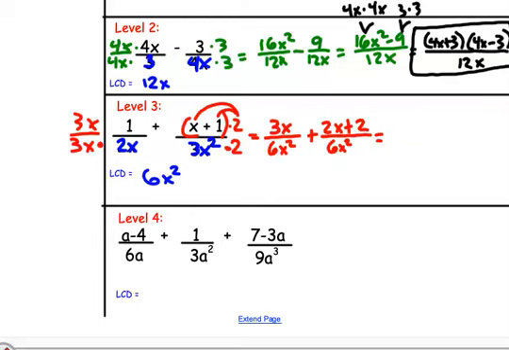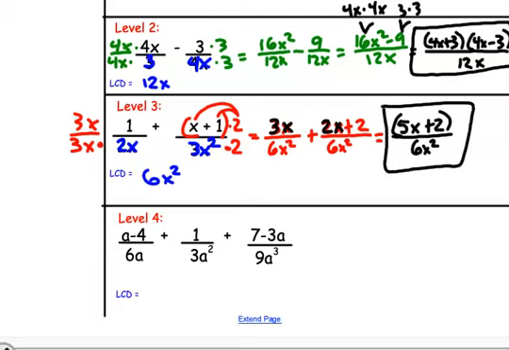Okay. Great. So then 3x squared, and 3x and 2x, I'm sorry. These two, 3x and 2x, will be like terms, which can combine into 5x. And then I have a positive 2 as well. On the bottom, I have 6x squared. 5 and 2 don't have any common factors, so nothing can be factored out. So this is my final answer.